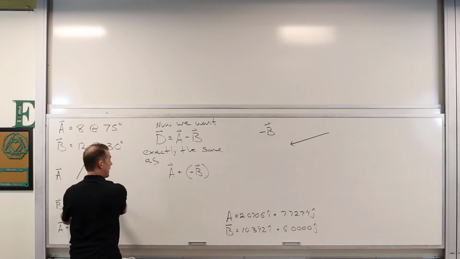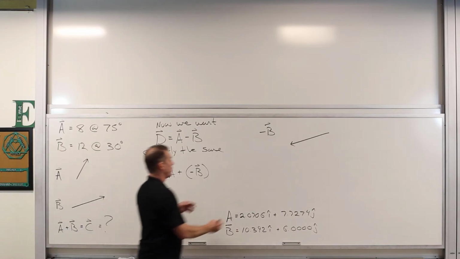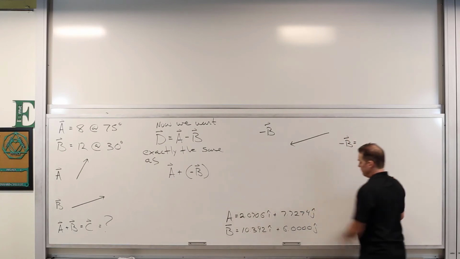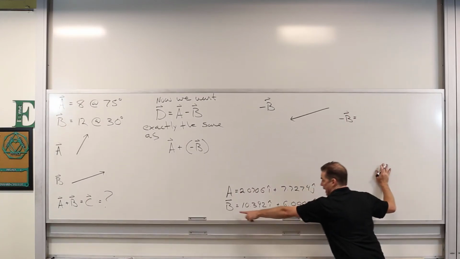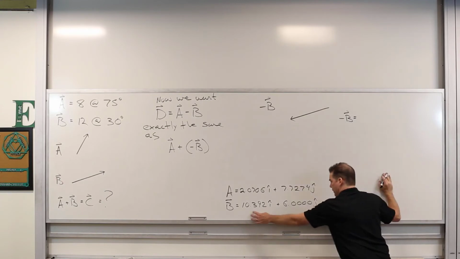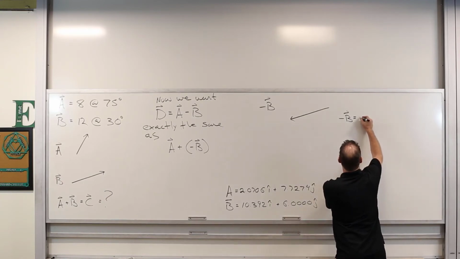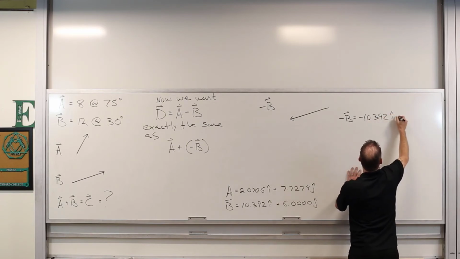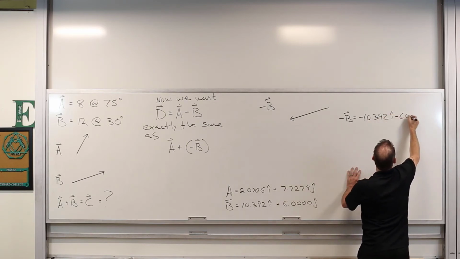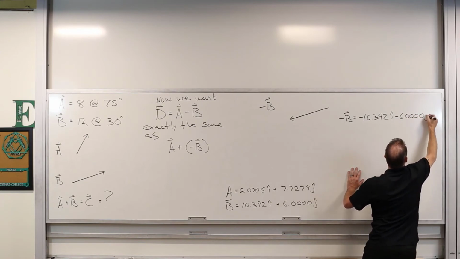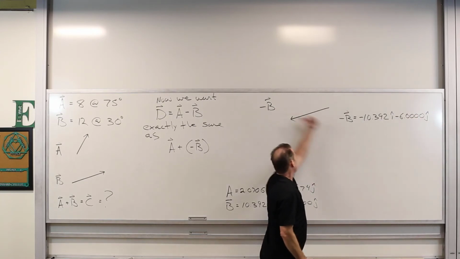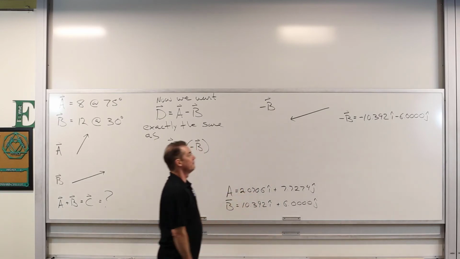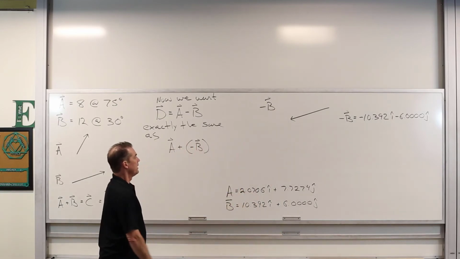If we want negative b hat, we've got the minus b hat, looks like that. This vector rotated 180 degrees, and if we want to write this out in unit vector notation, that is going to be a negative sign distributed through these two terms. So we've got negative 10.392 i hat minus 6.0000 j hat. Negative i hat component, negative j hat component. Pointing in the third quadrant, negative, negative, perfect.